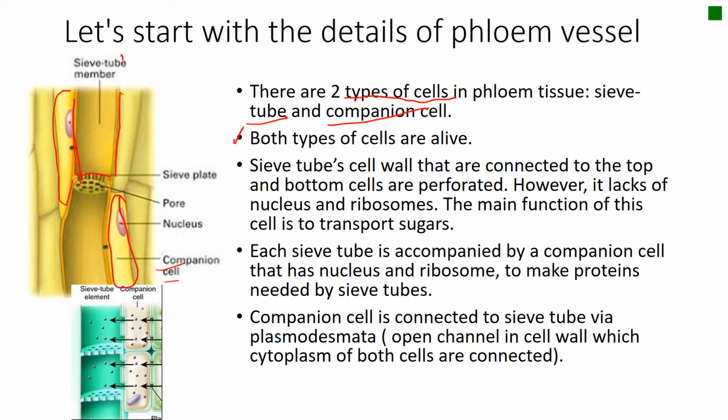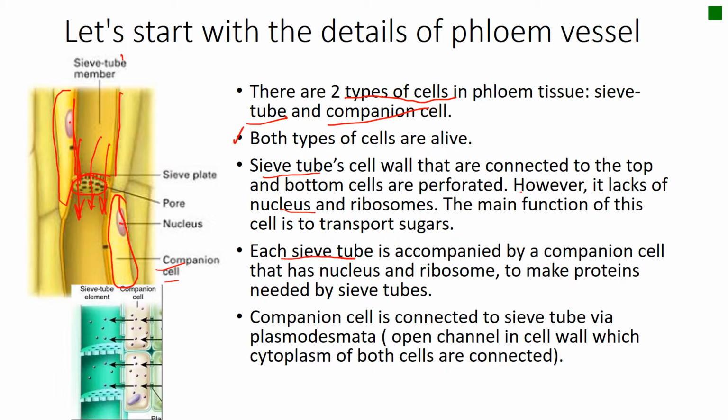So both types of cells are alive, and the sieve tube cell walls that are connected to the top and the bottom of the cells, as you can see from here, the ends of the sieve tubes are perforated, which means that it has so many pores. As you may guess, it is to accommodate the movement of the liquid sap of the phloem, the liquid inside the phloem, to pass through. However, as I said, it lacks a nucleus and ribosomes, and the main function of this cell is to transport sugar.